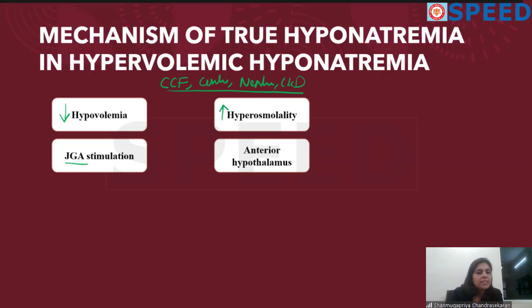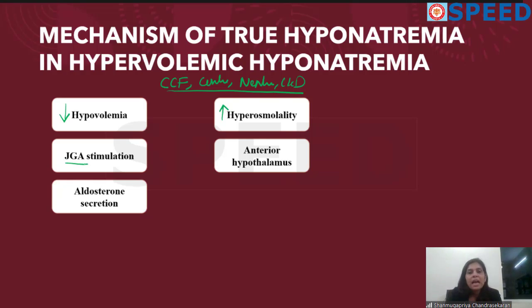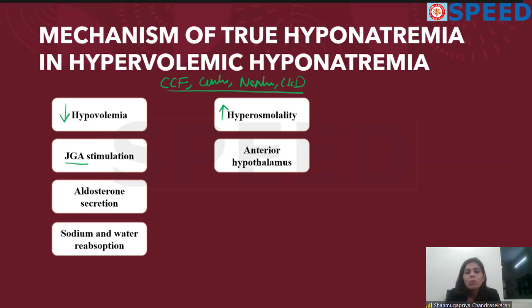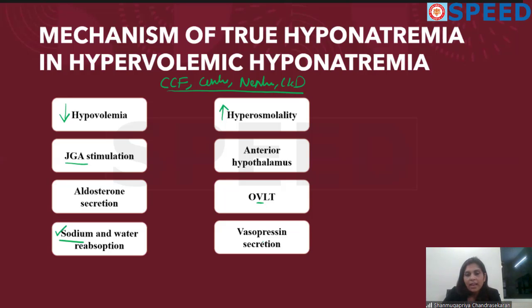First, what happens when the JG apparatus gets stimulated? As I said, angiotensin II is produced, aldosterone is released, and aldosterone causes sodium and water reabsorption. So to start with, there is an increase in sodium and water reabsorption in all these conditions. But in due course, when the anterior hypothalamus stimulates the OVLT, the OVLT stimulates vasopressin secretion, and this vasopressin increases free water reabsorption.